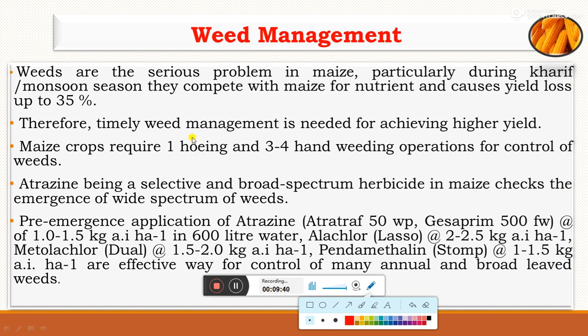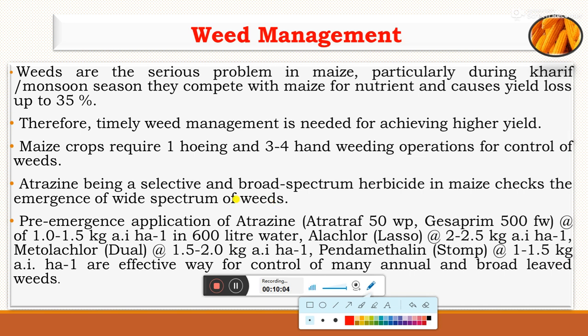Maize crop requires one hoeing and 3 to 4 hand weeding operations for control of the weeds. Atrazine, being a selective and broad spectrum herbicide in maize, checks the emergence of a wide spectrum of weeds. Pre-emergence application of atrazine, that is Atratrap 50 WP, at the rate of 1 to 1.5 kg active ingredient per hectare in 600 liters of water.